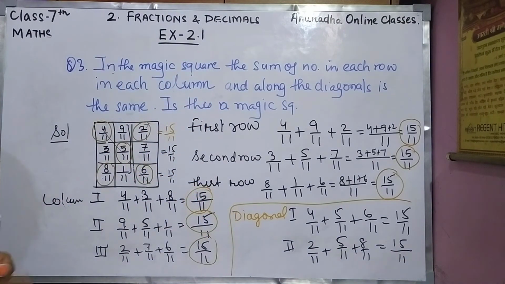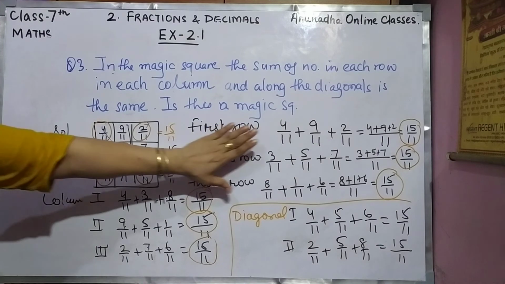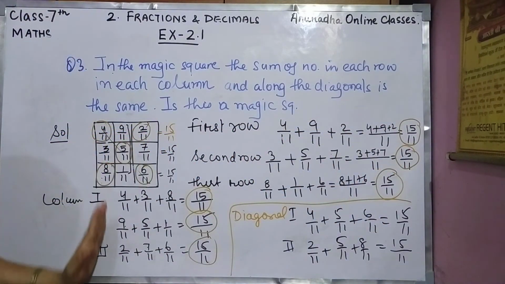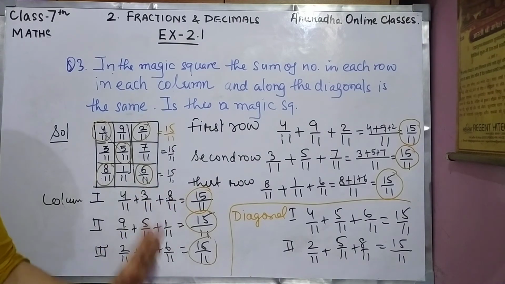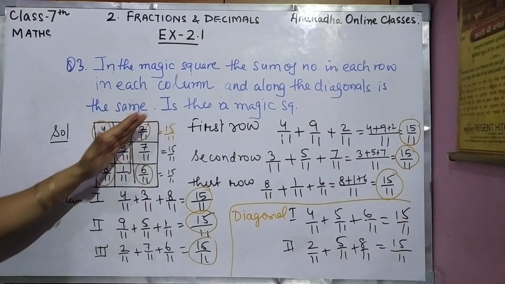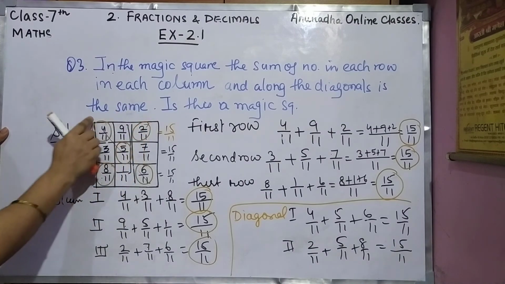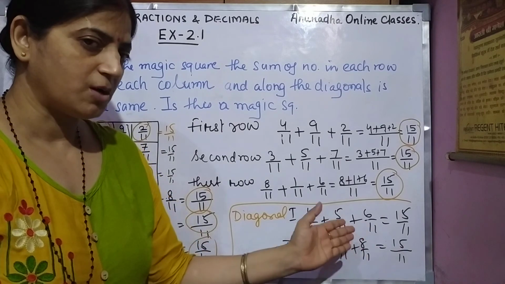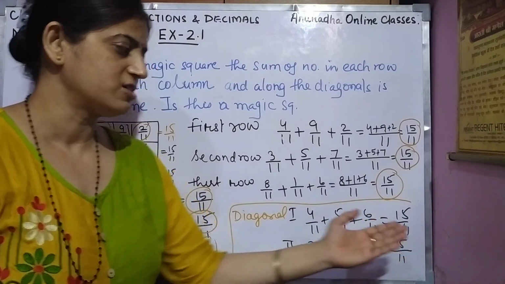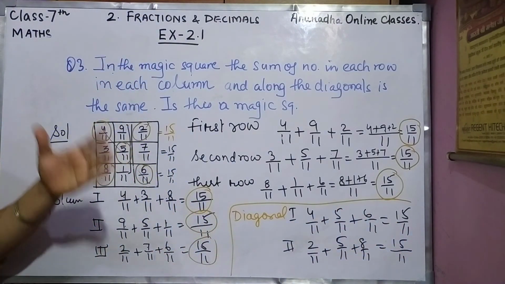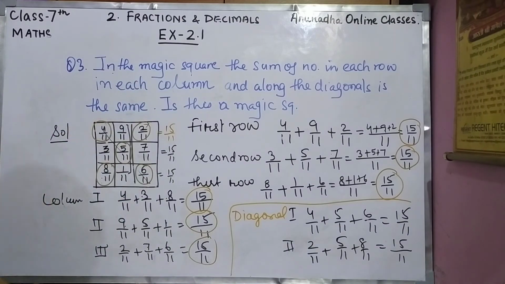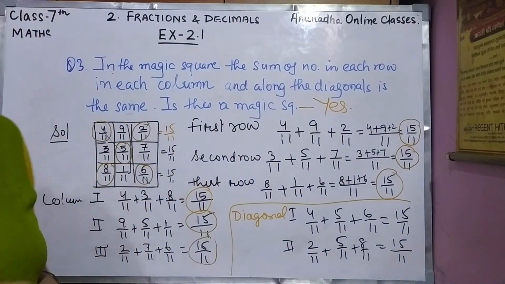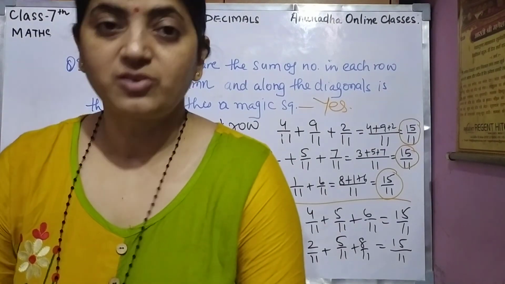So children, I think this is clear to you. See, in the rows we get 15 upon 11. The sum of all the columns we are getting 15 upon 11. And the diagonals, this one and this one, the 2 diagonals, the sum of numbers in the diagonals also is 15 upon 11. So is this a magic square? Yes. This is a magic square. So our question number 3 is over.